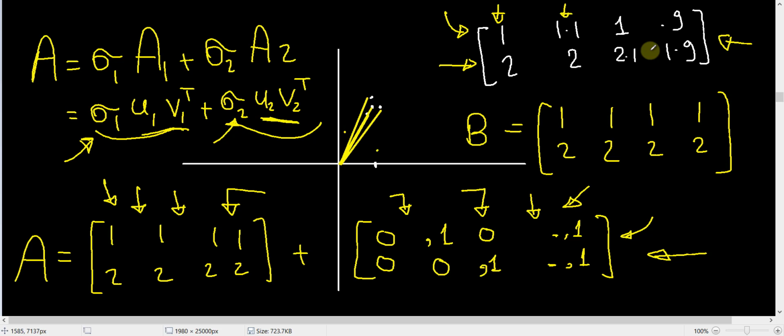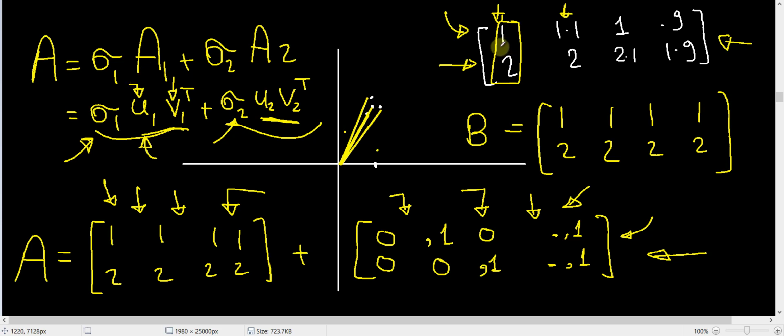Another thing we will expect is that the first left singular vector u1 will be very close in direction to those columns right here, because the rank 1 matrix sigma 1 A1 will have columns that are multiples of u1 and rows that are multiples of v1 transpose. So we expect u1 to have components very similar to those, except it will be a unit vector.